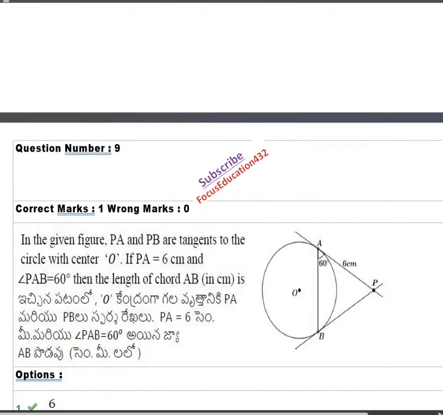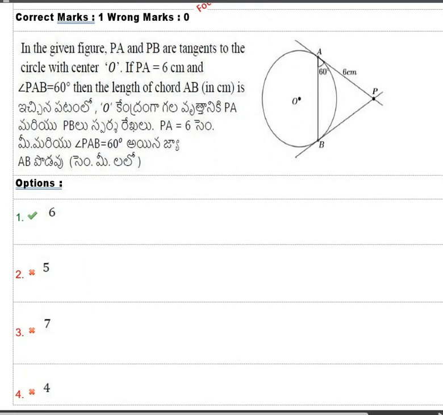That is question number 9. So in the given figure, what is given here? PA and PB are the tangents. So here we have PA. So this is a tangent and this is the tangent originating from the same external point. Right? From the same point P, we are getting two tangents, PA and PB. What is given to us? PA is equal to 6. In the question given that PA is equal to 6. What does that mean? PB is also 6, because originating from the same point, the lengths of the tangents are same.